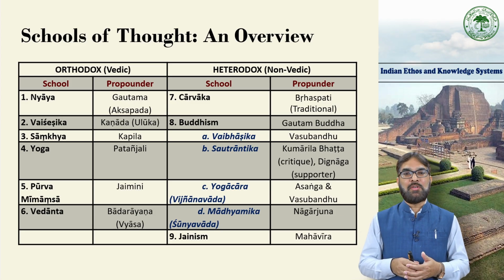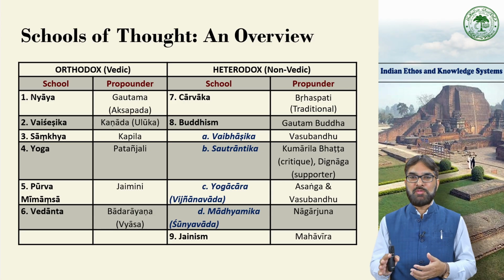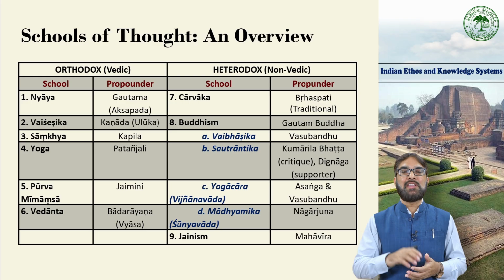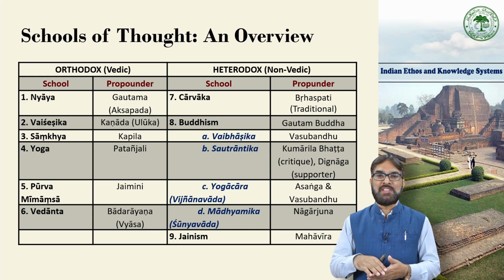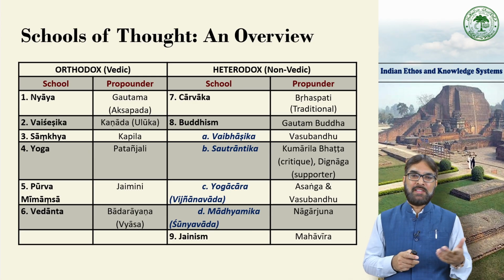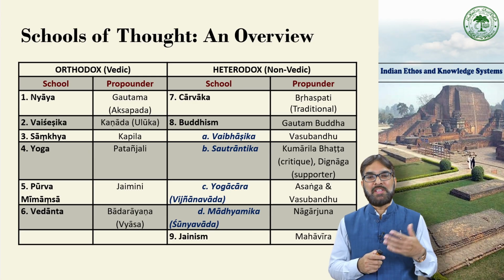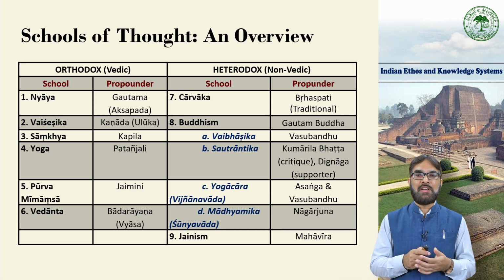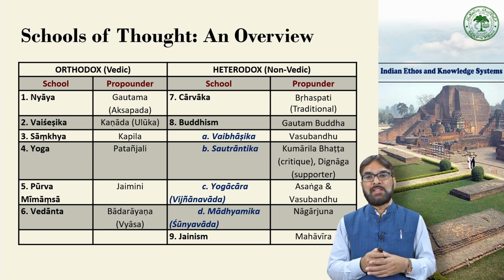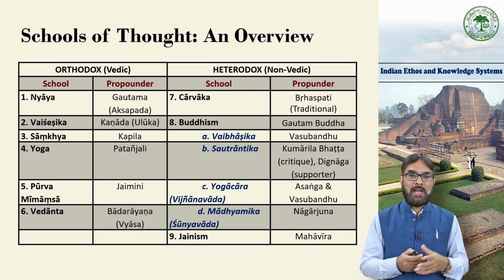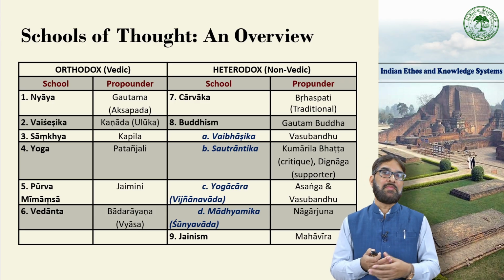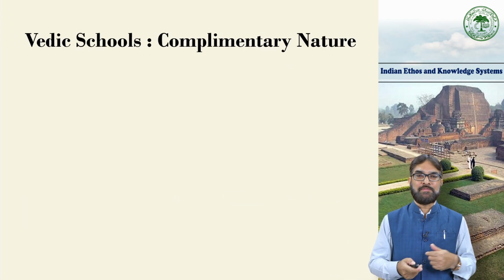Buddhism also gave birth to four sub-schools: Vaibhashika, Sautantrika, Yogacharya and Madhyamika. Accordingly, their propounders are Vasubandhu for Vaibhashika, Kumaril Bhatt for Sautantrika, then Yogacharya, also known as Vigyanvad, by Asanga or Vasubandhu, and Madhyamika, also known as Shunyavad, developed by Nagarjuna. And then the ninth school, a heterodox school, Jainism, established by Mahavir Jain.